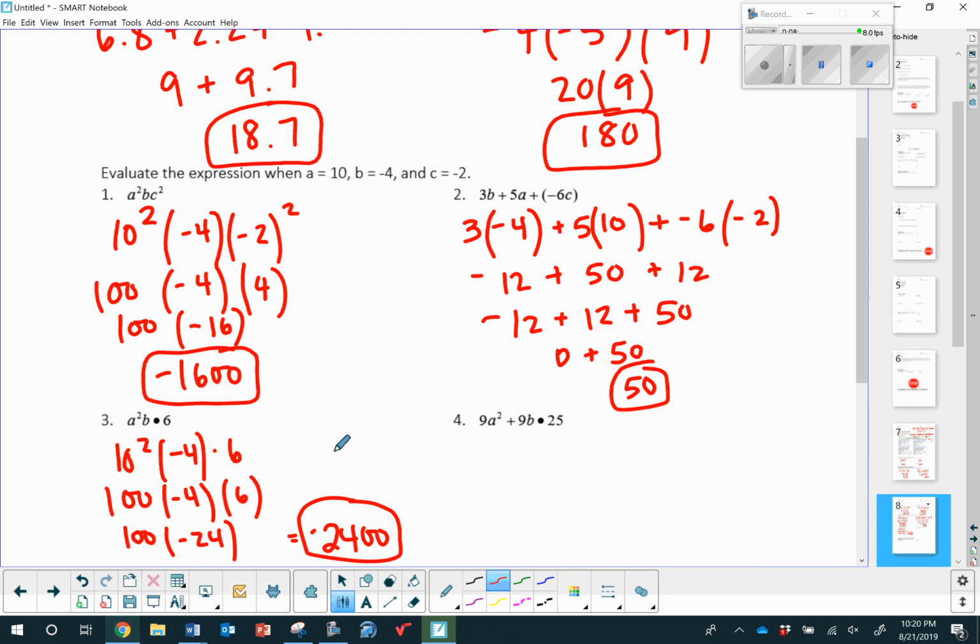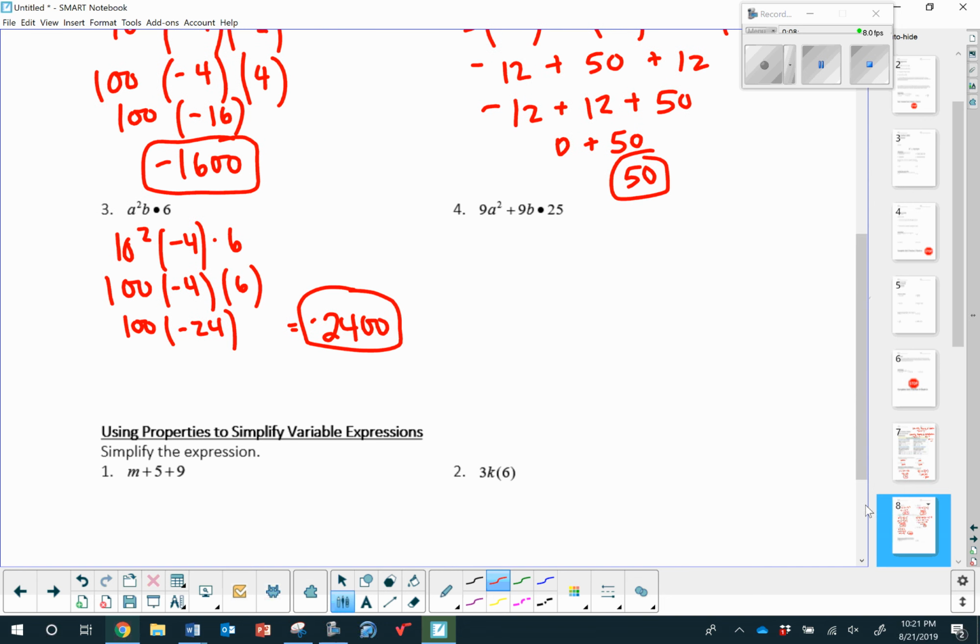All right. I'm going to leave number 4 for you to try. Make sure you check your answers with your teachers. The answer keys are in the classroom. And if you have any questions, please be sure and ask them.